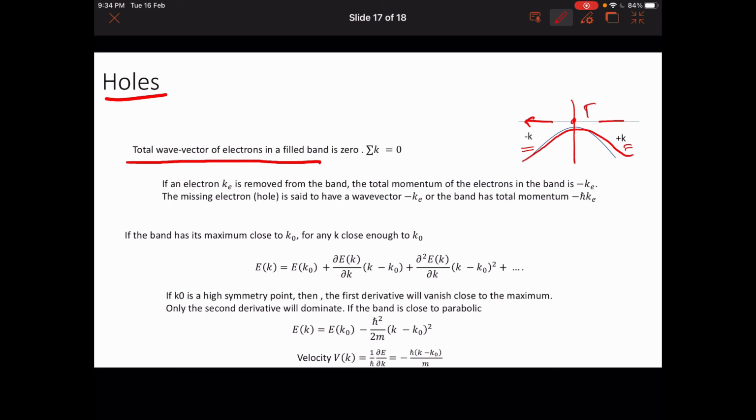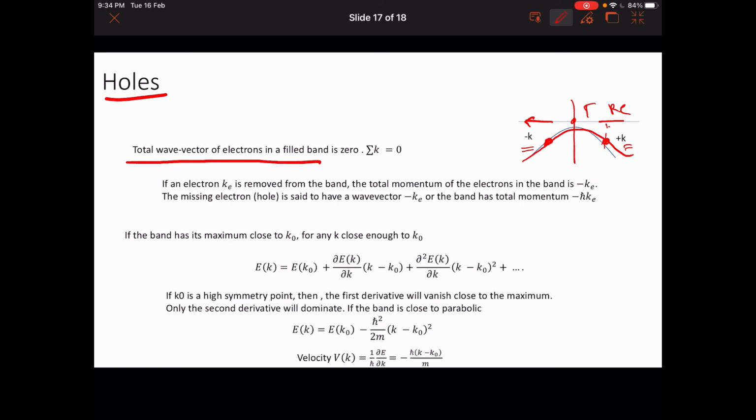If you remove some electron from this band, here or here, right? Let's say an electron with k_e is removed from the band. The total momentum of the electrons in this band is then minus k_e.